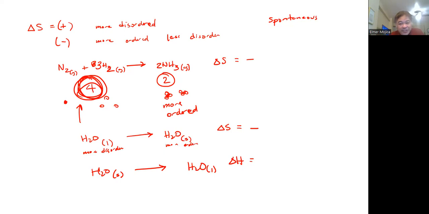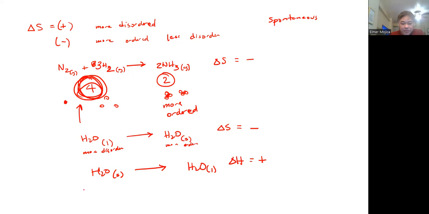Kailangan nyo ba ng energy or i-release yung energy? Kailangan. So kailangan. So kung kailangan, ano siya? Positive or negative? Positive, positive. So that's a positive. Okay? Because the system needs the energy to melt the solid ice into a liquid. So that is a spontaneous reaction.